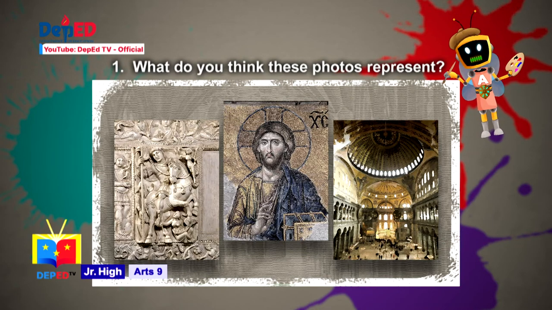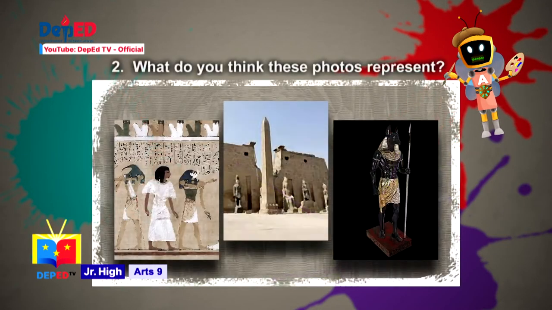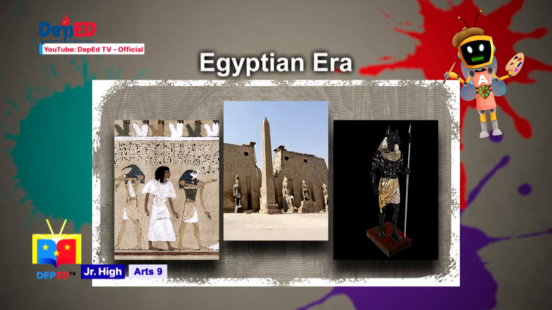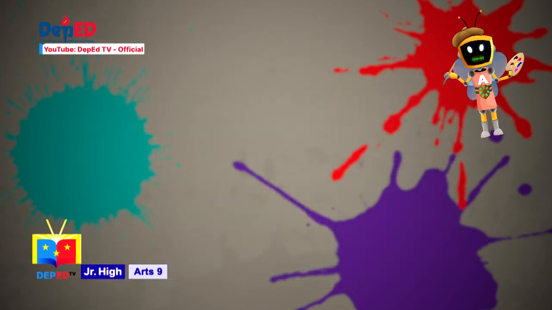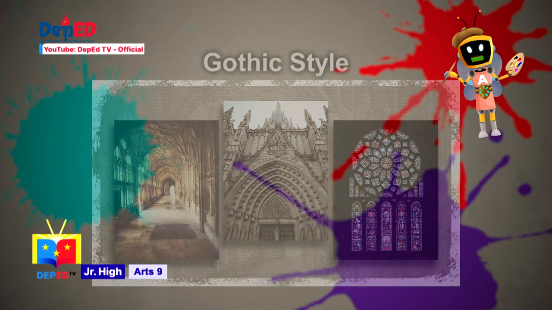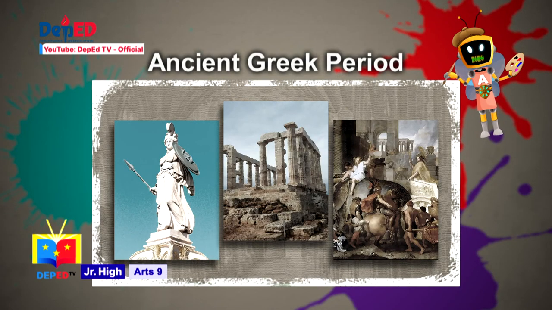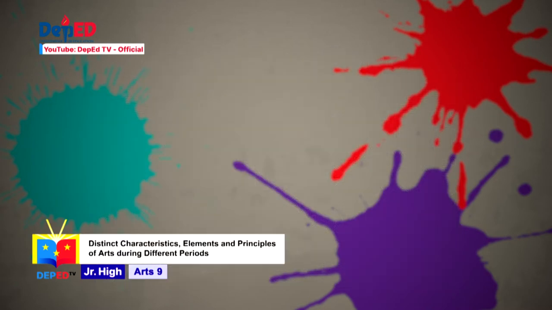These works of art fall under Byzantine style. You are right! Number 2. What do you think these photos represent? You got it right! These amazing art pieces represent Egyptian era. Number 3. How about these photos? Correct! Gothic style! Now for the last set of pictures. Very good! These are representations of ancient Greek period.